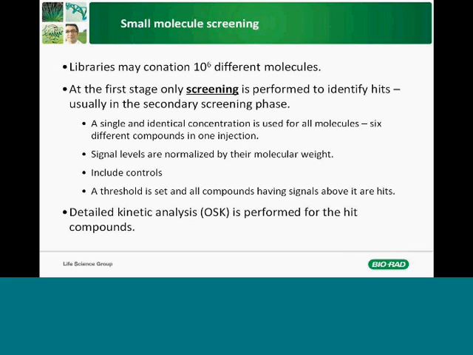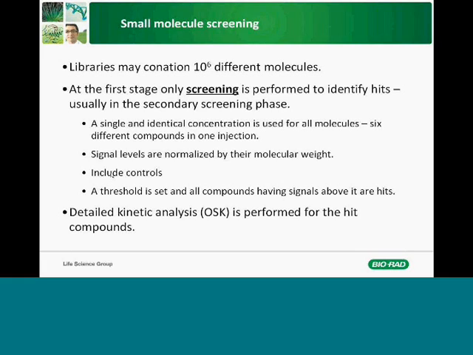That means they inject a single concentration of each compound, and they collect the signal level and normalize this level by the molecular weight. It also includes controls, as we mentioned before, positive and negative. They have a threshold they set according to their own needs, and all those above the threshold, the hits, are then subjected to full kinetics to extract the Kas and Kds.